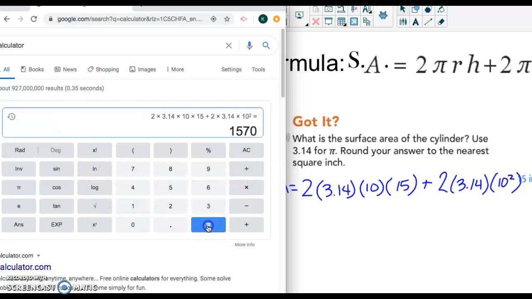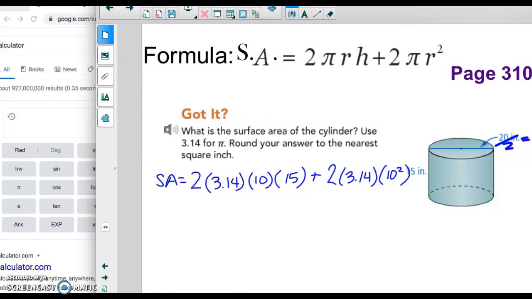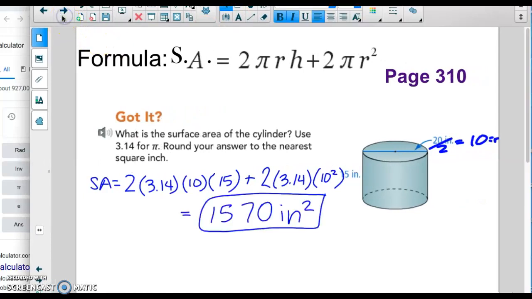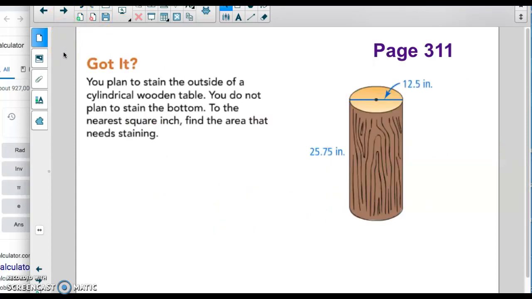So we press equals and we get 1,570. If we go back over here, we want to make sure we always include our units. So since we are talking about area, we're going to write 1,570 inches squared for this case. And we move on to page 311.